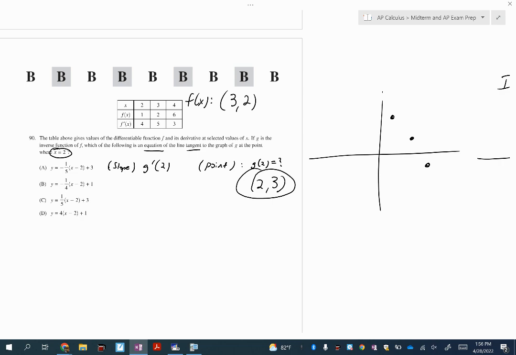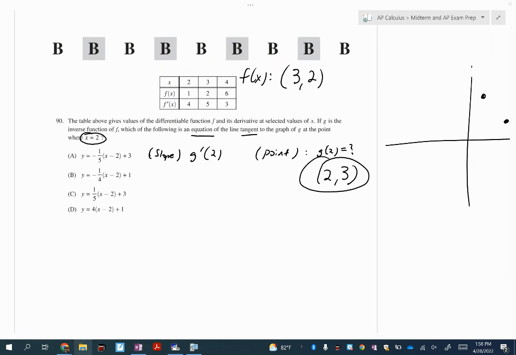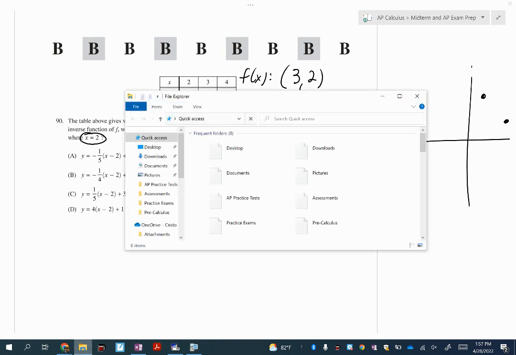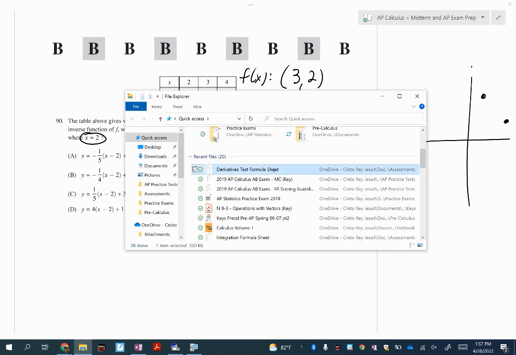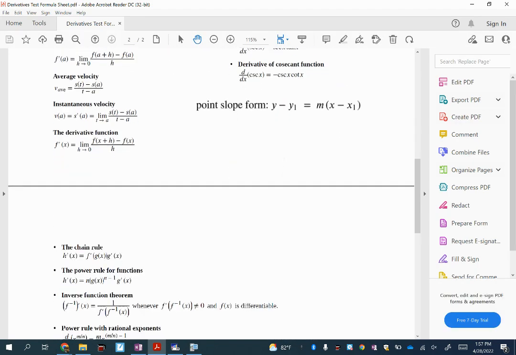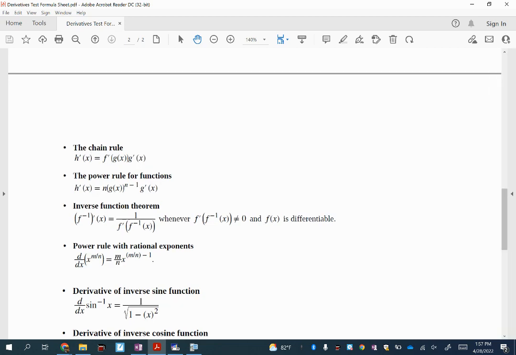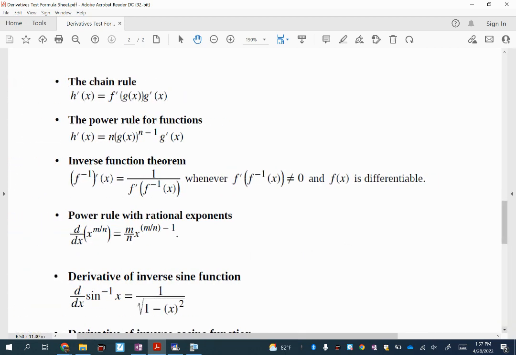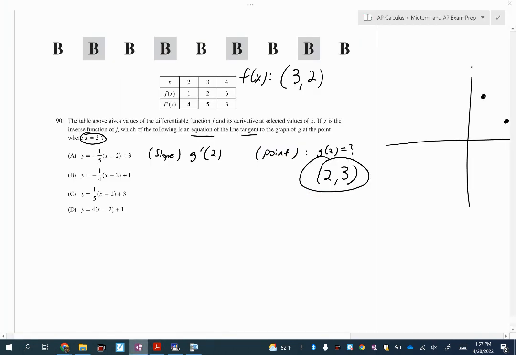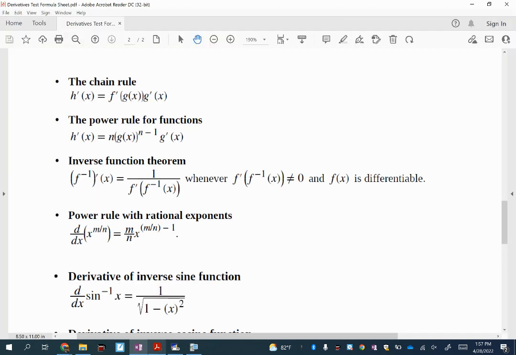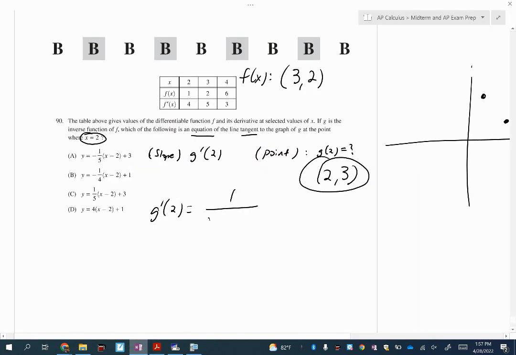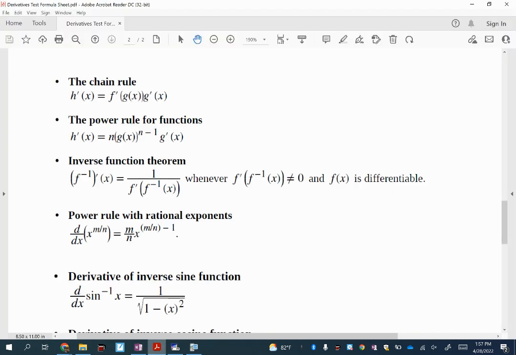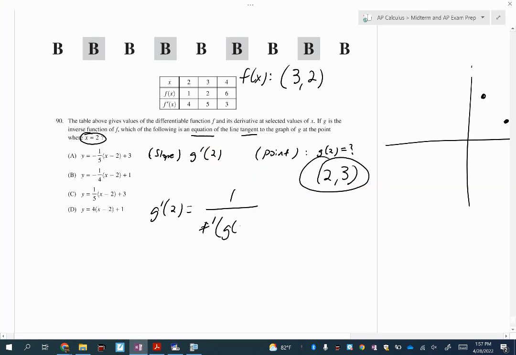Here's how you find the slope. If you want, I can pull up the formula sheet that I gave you. Again, you won't get this on the AP exam. Sad. But here's the formula right here. Do you guys see this inverse function theorem? Where it says f to the negative first power, that's the inverse. Our inverse is what letter? It's g, right? So I'm going to use g prime of 2 is equal to 1 over f prime evaluated at our inverse of that value, so g of 2.